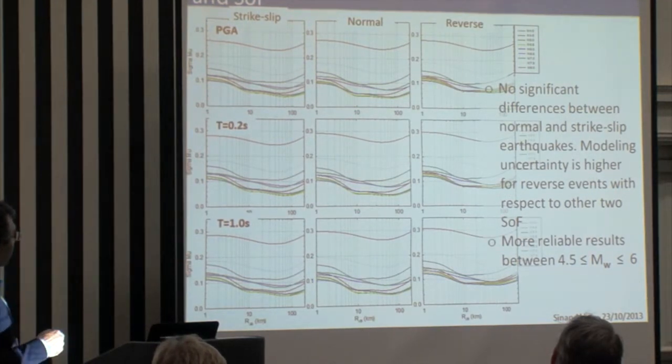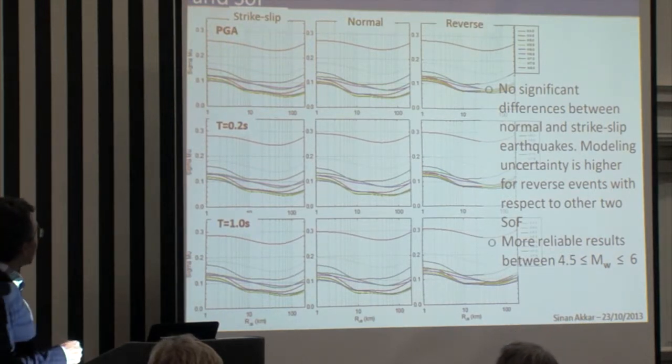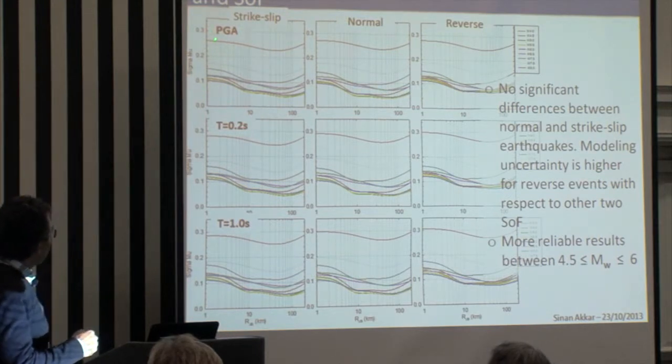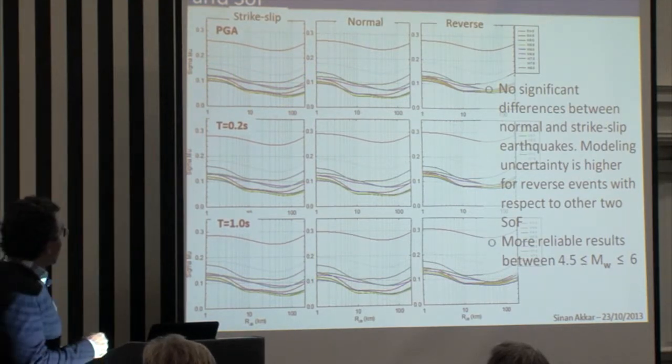It's a little bit higher. And the modeling uncertainty is significant for, say, magnitudes 8, 7.5, and magnitude 4, all right?